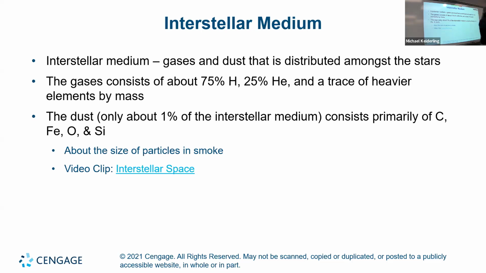During the Big Bang, fusion occurred and formed about 75% hydrogen, 25% helium. So the dust, which is only about 1% of the interstellar medium, is primarily carbon, iron, oxygen, and silicon. So sooty stuff, iron, and then silicons. And the particles are about the size of particles in smoke. Some of them are sooty-like, some of them are sand-like.